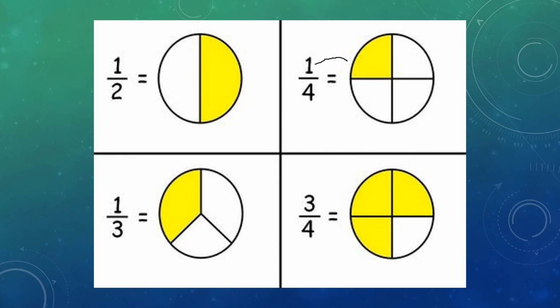Now let's take a look at the next example. Now the circle is divided into 3 parts. How many parts are shaded? Just 1. 1 part is shaded, and there were 3 parts of the whole. So that's why the fraction changed to 1/3.